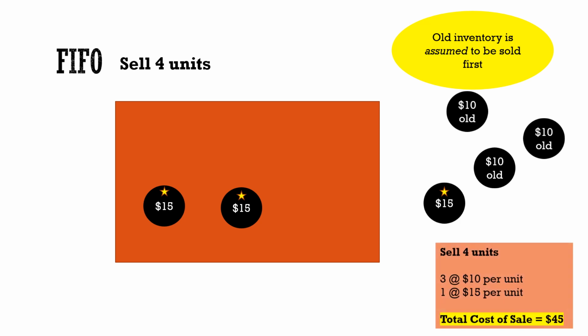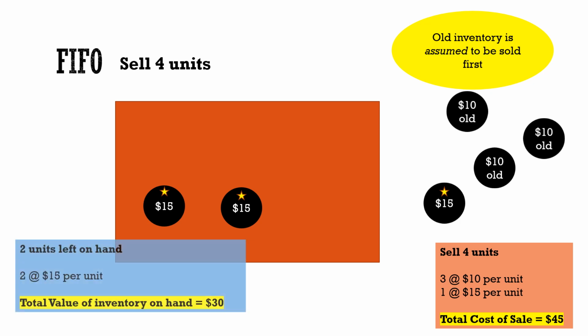Now we calculate the cost of sales. Because we are assuming that the older batch is sold first, we are calculating the cost of sales by taking 3 units at a cost price of $10 per unit and adding that to 1 unit with a cost price of $15 per unit. This gives us a total cost of sales of $45. Our 2 units left on hand have a cost price of $15 per unit, and therefore the total value of inventory on hand is $30.